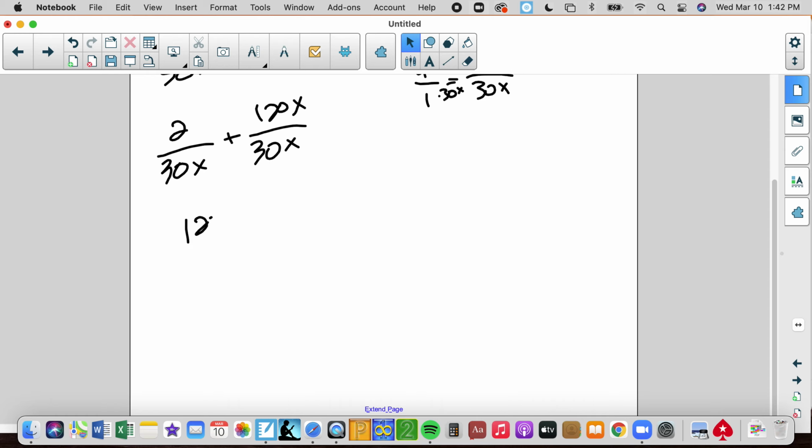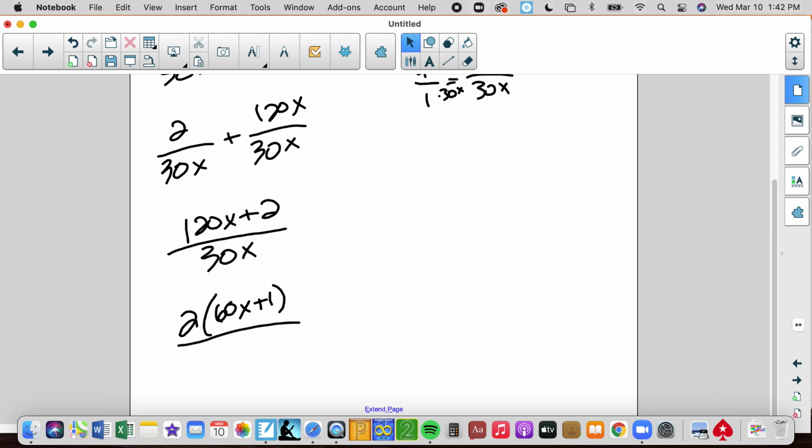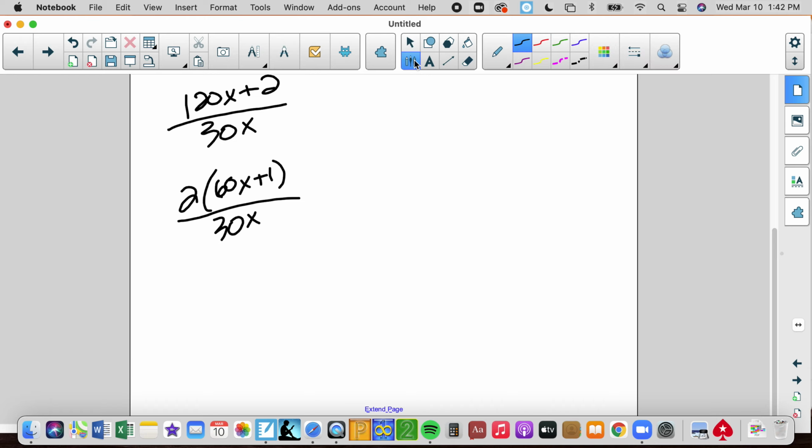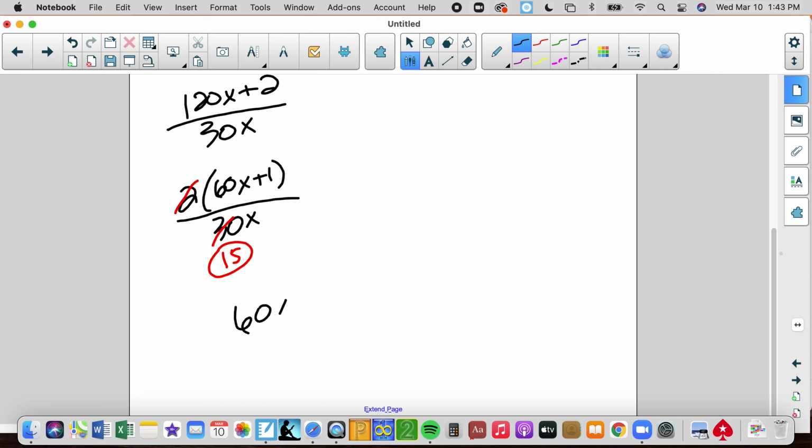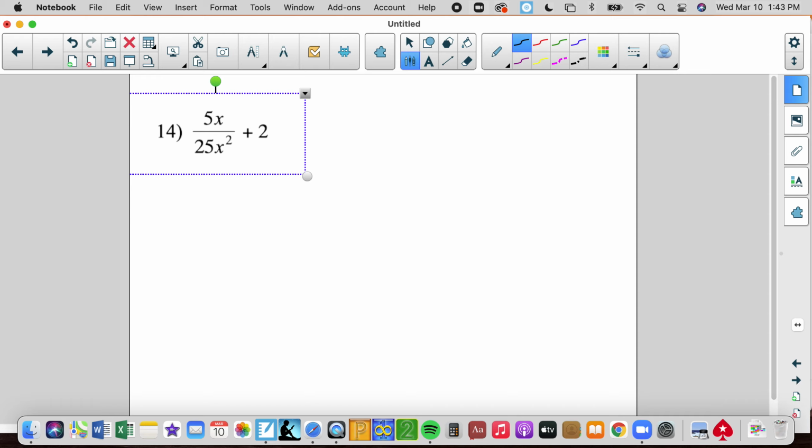So I'm going to put the variable first. I'm going to write it in standard form. I'm going to factor out a 2, and we get 60x plus 1 over 30x. I'm going to cancel, because I can cancel the 2 and the 30. Makes 15. So we're left with 60x plus 1 over 15x. The 15 and 60 can't cancel, and the x's cannot cancel because that numerator is being added and subtracted.